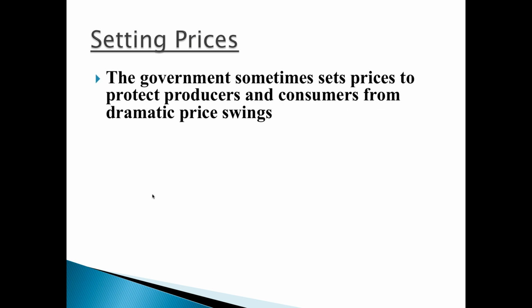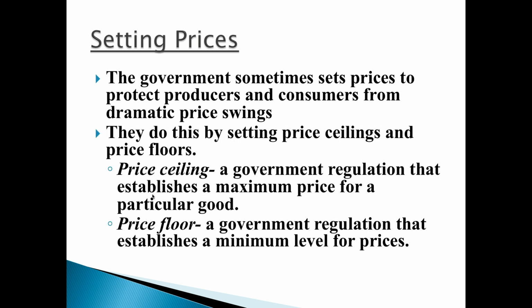So the government sometimes sets prices to protect producers and consumers from dramatic price swings. They do this by setting price ceilings and price floors. Well, a price ceiling is a government regulation that establishes a maximum price for a particular good. So with a price ceiling, you can't go above the ceiling. A good example of this would be rent control. Out on the East Coast, they have what's called rent control, which sets a maximum for the amount that a landlord can charge for rent. That is an example of a price ceiling.